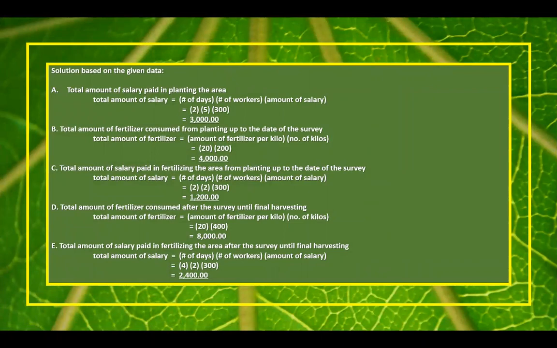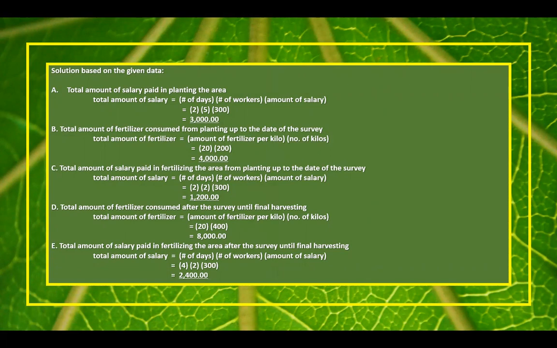So for the solution based on the given data, letter A, we need to find the total amount of salary paid in planting the area. The formula that we use is: total amount of salary is equal to the number of days times the number of workers times amount of salary. So we substitute that. Number of days, we have 2 days. Number of workers, we have 5 workers. And amount of salary, we have 300 pesos per day, which is based on the data given. So the total amount of salary is 3,000 pesos.